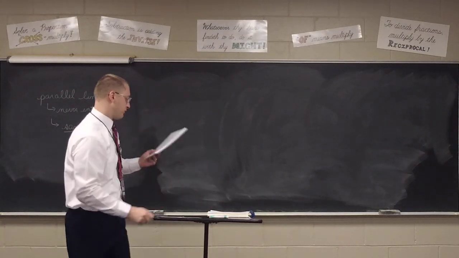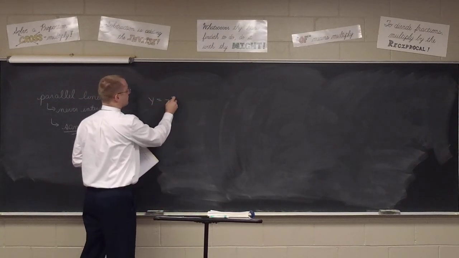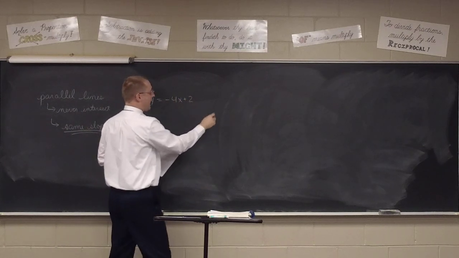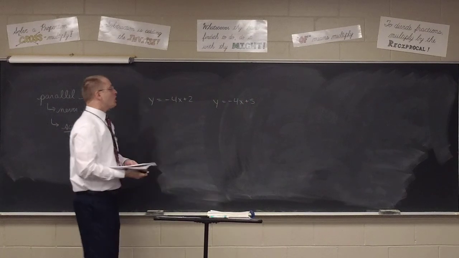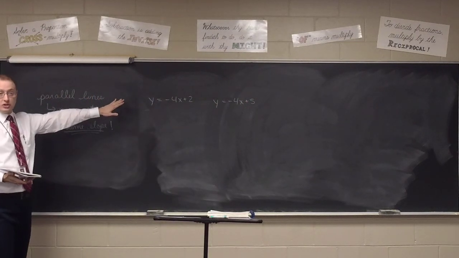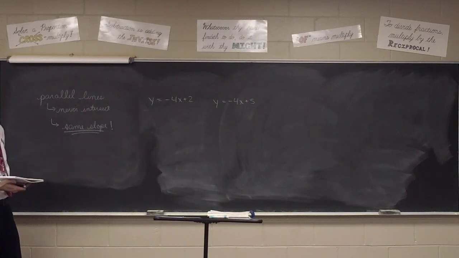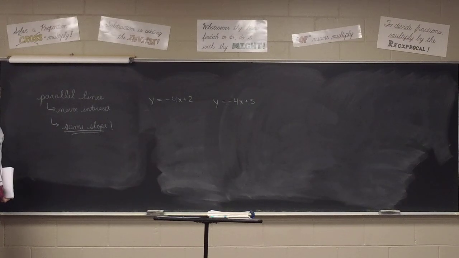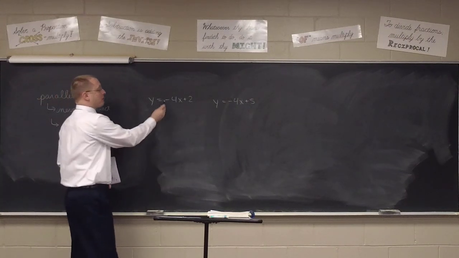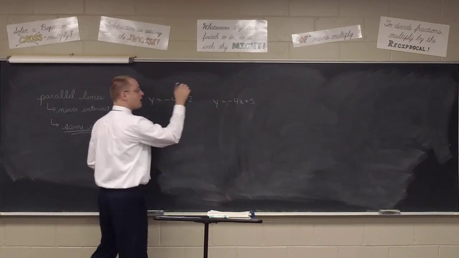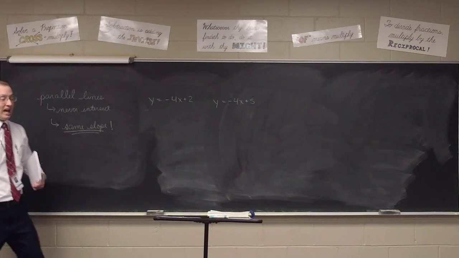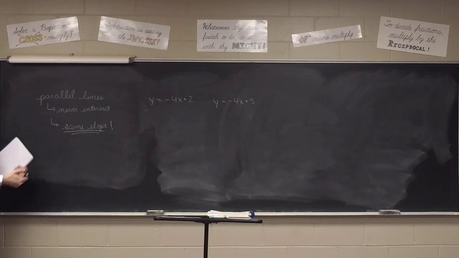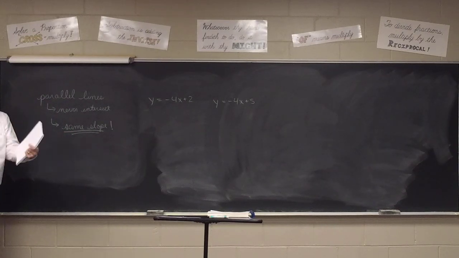I want you to consider for a moment this line, y equals negative 4x plus 2, and this line, y equals negative 4x plus 5. Notice just by looking at the equations of the lines, you can tell both equations, class, have what slope? Negative 4. So therefore, because the slopes are the same, these two lines must be parallel. Because, class, they have the same slope. And if lines have the same slope, then they are parallel.